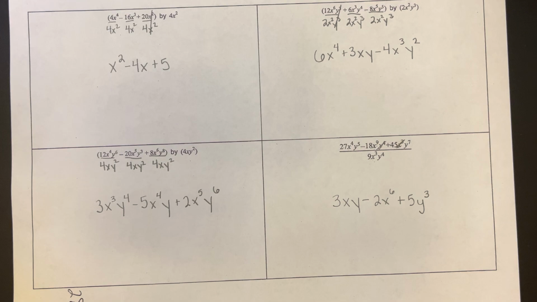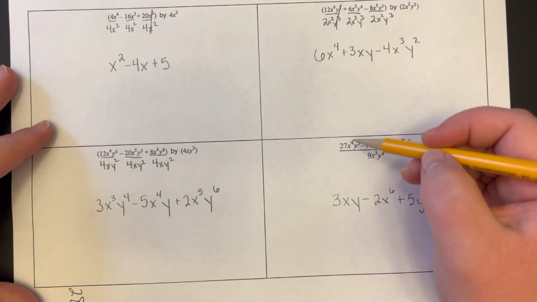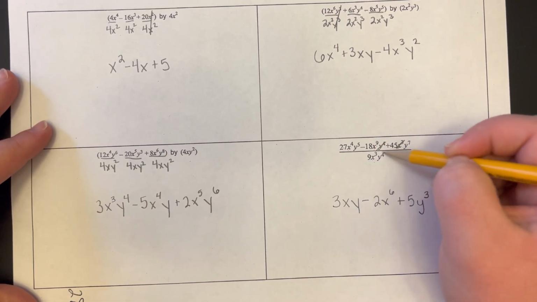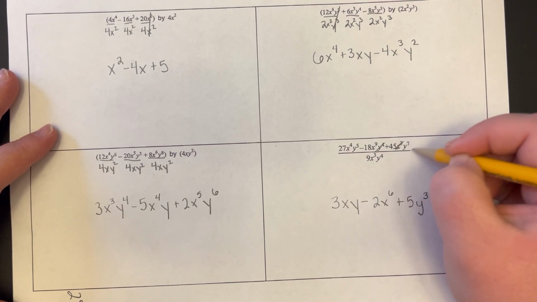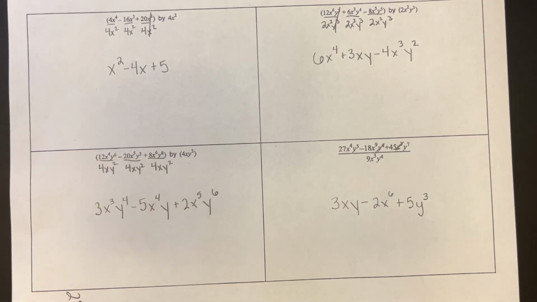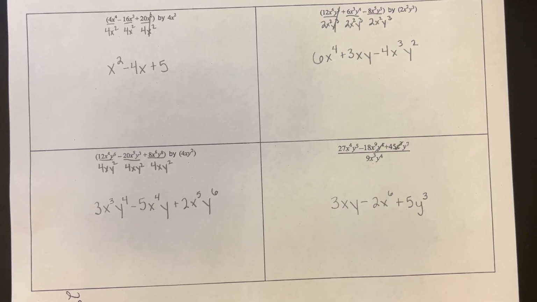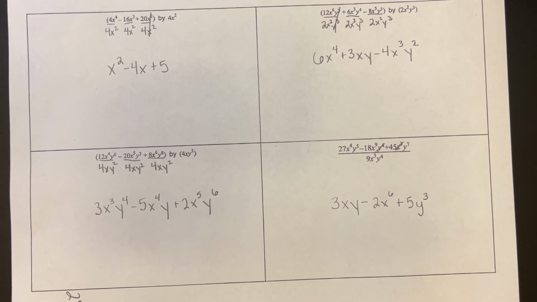Now, if it helps you to rewrite everything out, you can. You can write 27x to the 4th, y to the 5th over 9x to the 3rd, y to the 4th. Do your middle term over this and your last term over this. You'll still get the same answer. It's completely up to you and what you are more comfortable with. But that's it. That's how you divide polynomials.